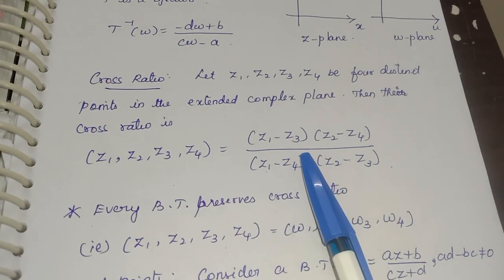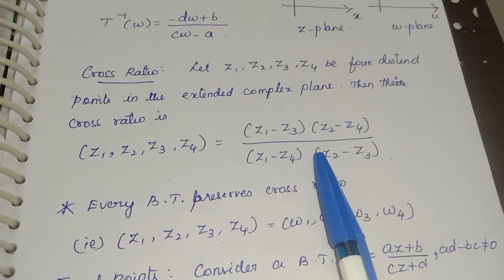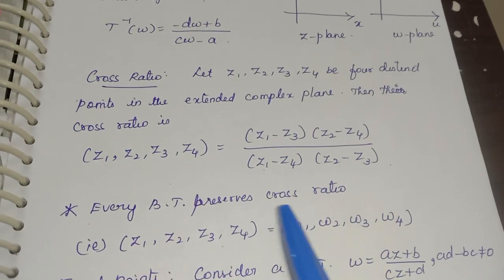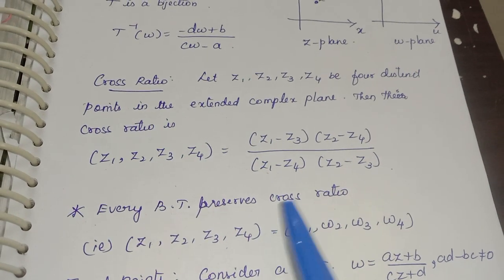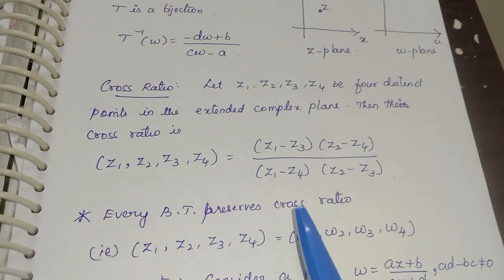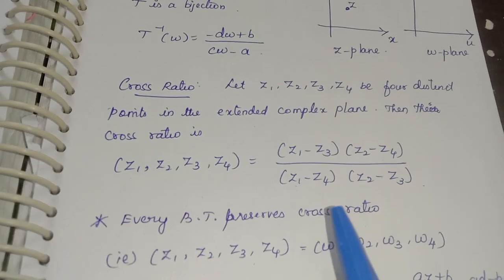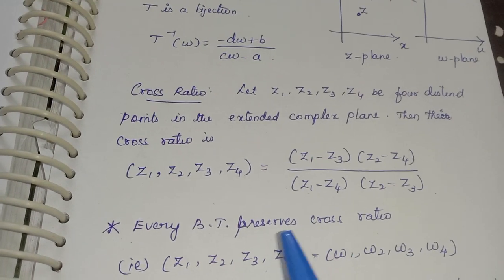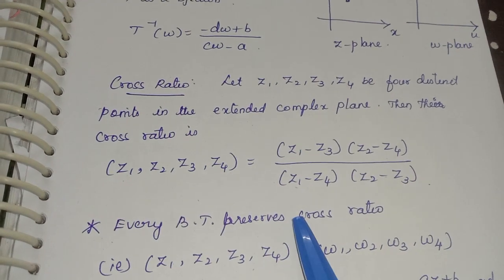What is special about this bilinear transformation for this cross ratio? It preserves cross ratio. That is, every bilinear transformation preserves cross ratio. This important point only we are going to use in the problems for identifying the bilinear transformation. Okay, what does it mean?